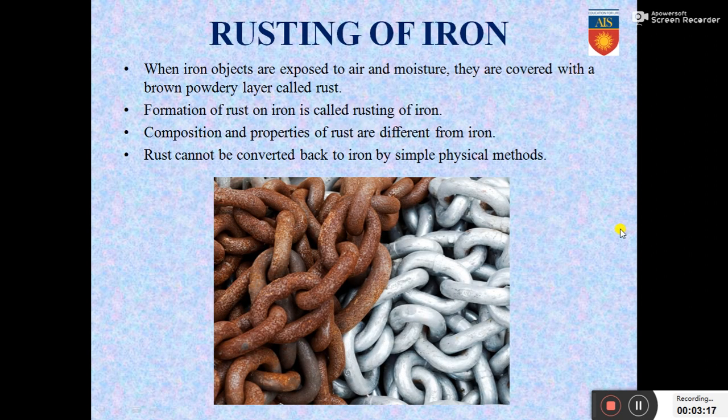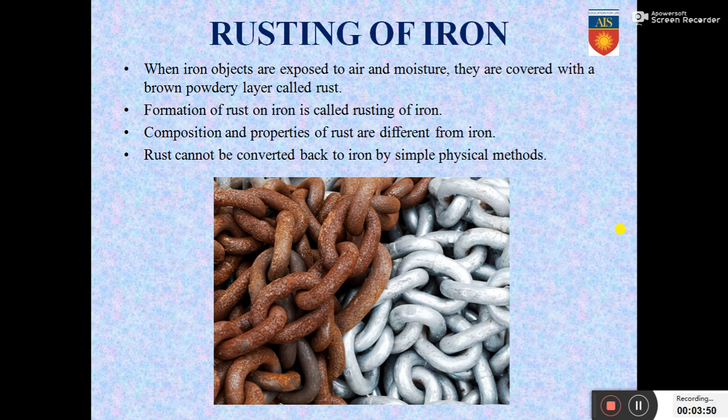When iron objects are exposed to air and moisture, they are covered with a brown powdery layer called rust. Formation of rust on iron is called rusting of iron. Composition and properties of rust are different from that of iron, and rust cannot be converted back to iron by simple physical methods.